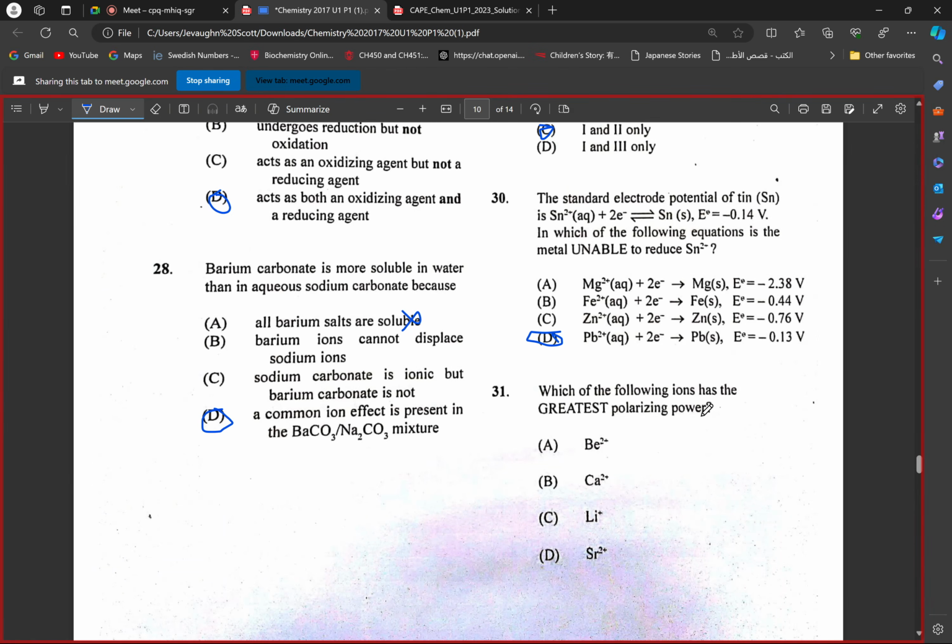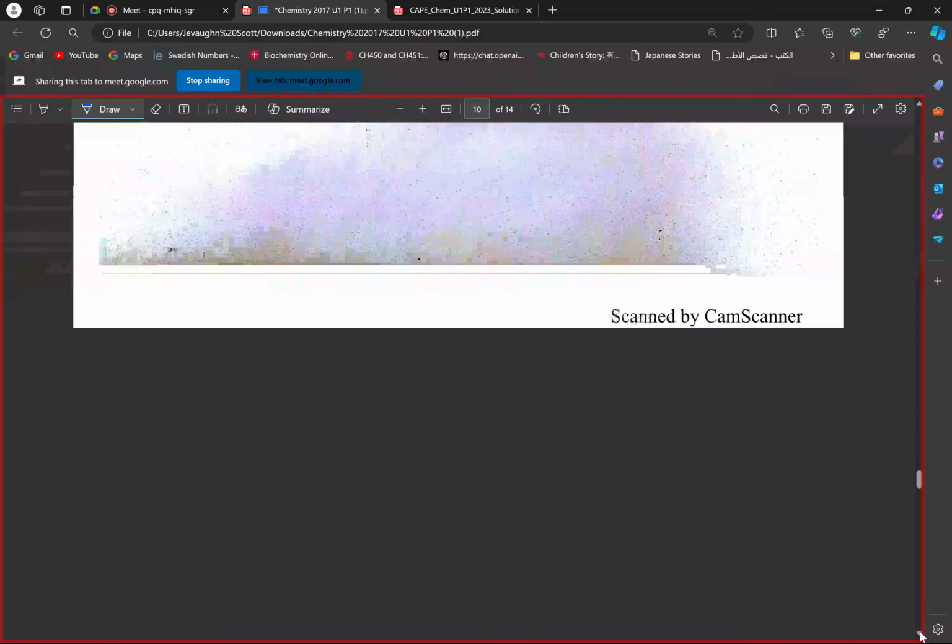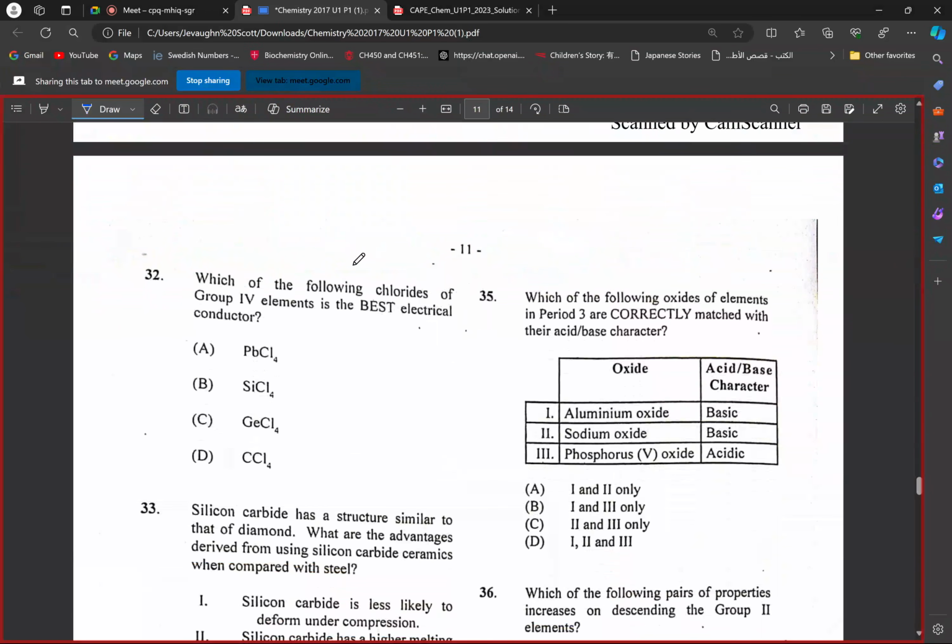Beryllium. Why beryllium? Because polarity decreases going down group 2, and beryllium is at the top of group 2. Right? And we could also state that it's smaller, so it has a better polarizing ability. Lovely. Smaller. Which of the following chlorides of group 4 elements is the best electrical conductor?